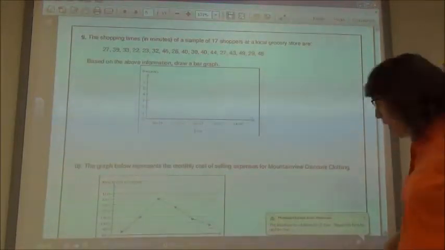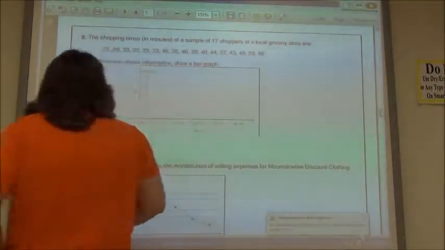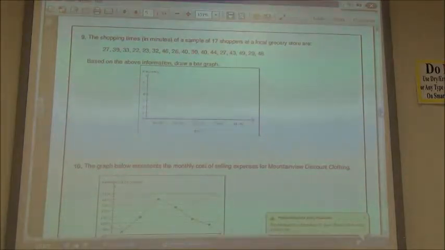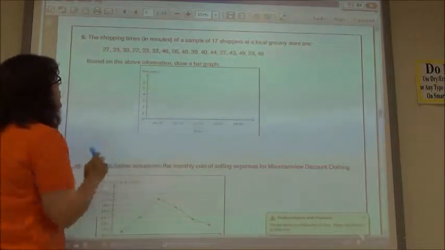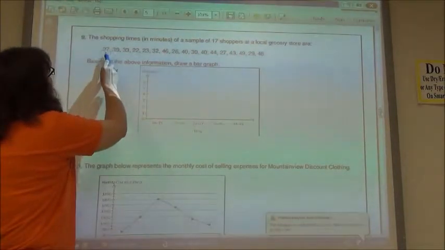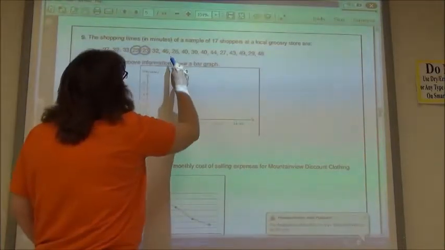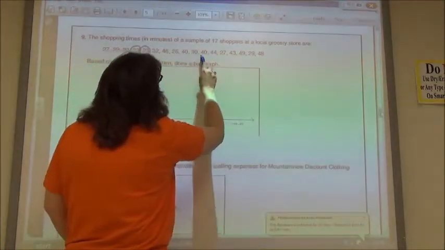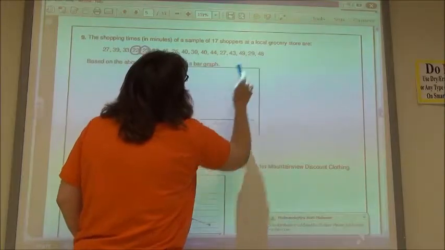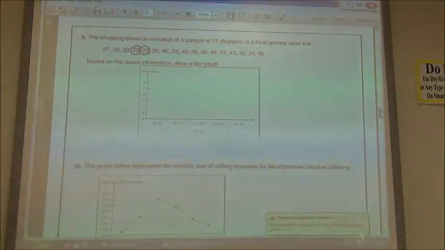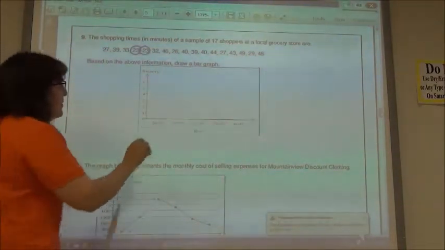Number 9, we've got shopping times. So the shopping times given here for 17 shoppers. The first category, 20 to 25. So 20 to 25, 22, 23. That looks like the only ones that are between 20 and 25. 2.